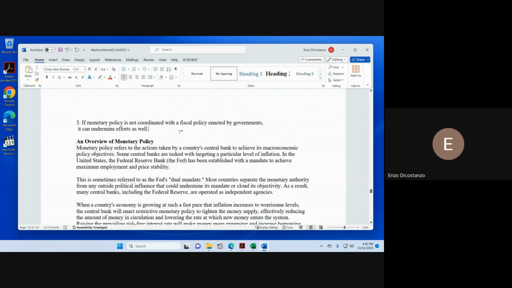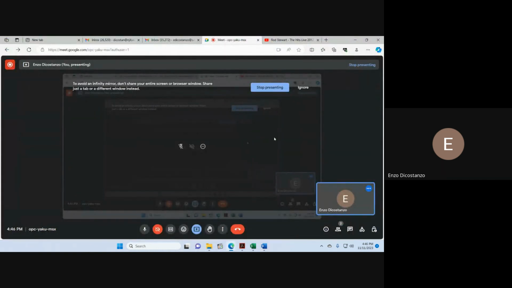If monetary policy isn't coordinated with fiscal policy enacted by governments, it can undermine the efforts as well. In other words, if the government lowers interest rates and then spends less, you're counteracting one objective of monetary policy with what you're doing with fiscal policy. And now we'll repeat these a bit.